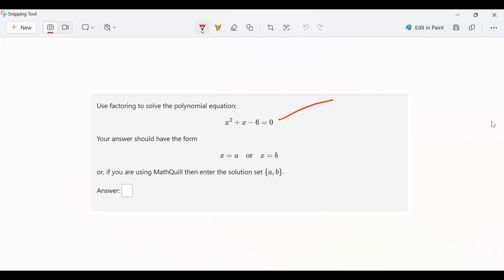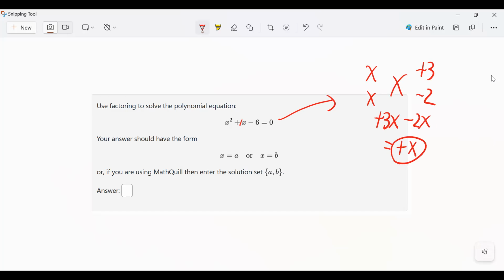Let's go over the solution. Factor first, the numbers will be positive 3, negative 2. Because when you combine them, you get positive 1x. That's the middle term. So this is positive 3x minus 2x. That's a positive. So first term, last term, middle term. And the true factors should be x + 3, x - 2.